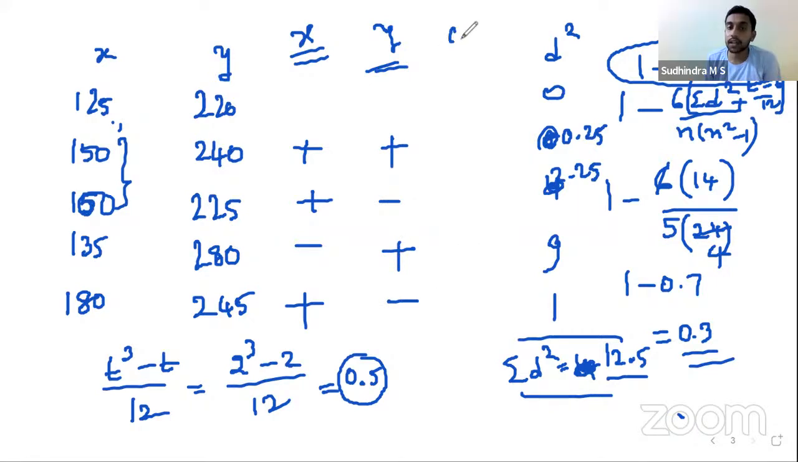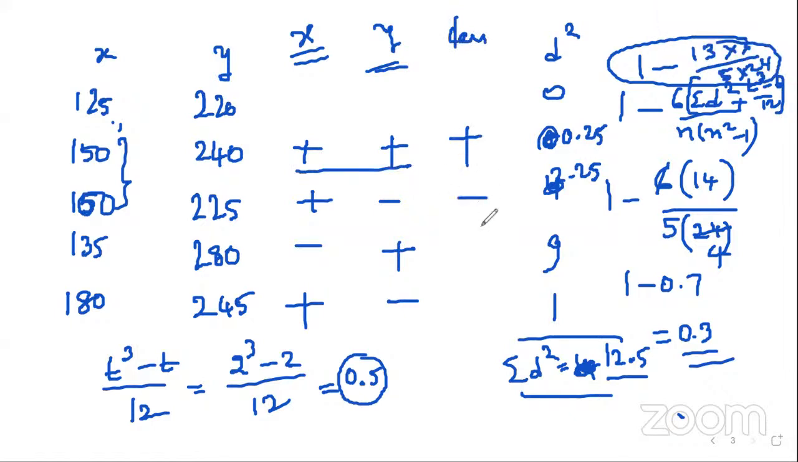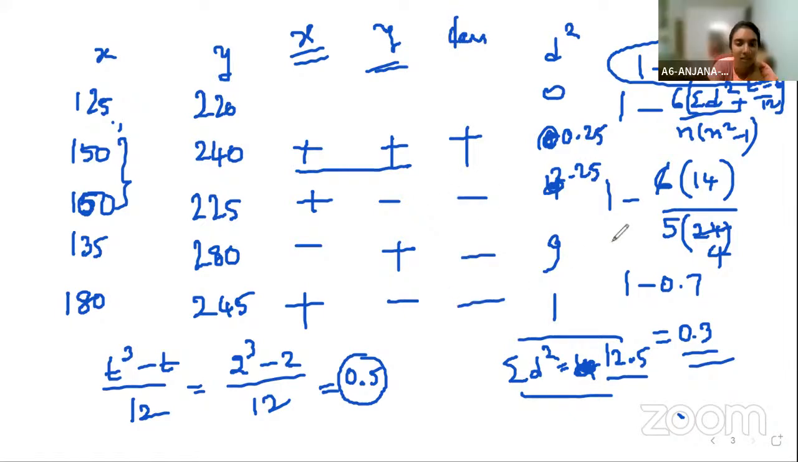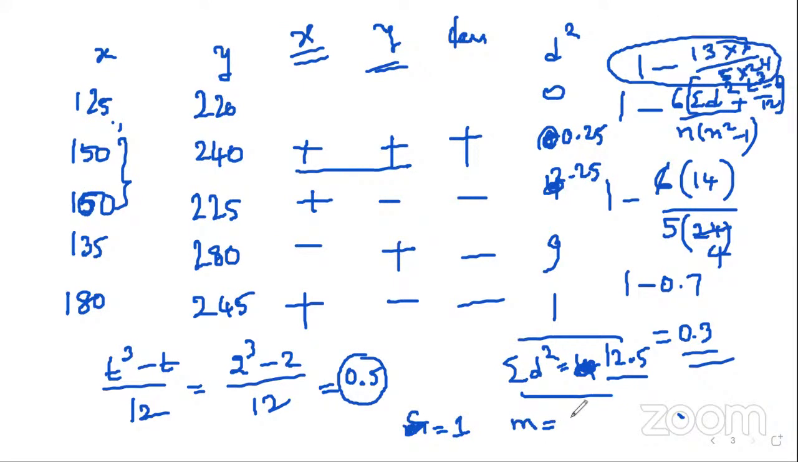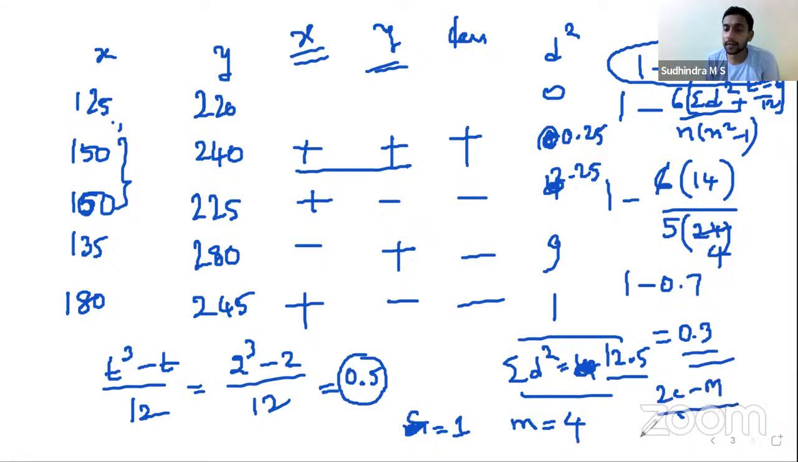So what would be the total deviations? This is plus, minus. So what is the number of concurrent deviations? C is 1. M is 4, total number of deviations is 4. So 2C minus M divided by M. Is the formula correct?